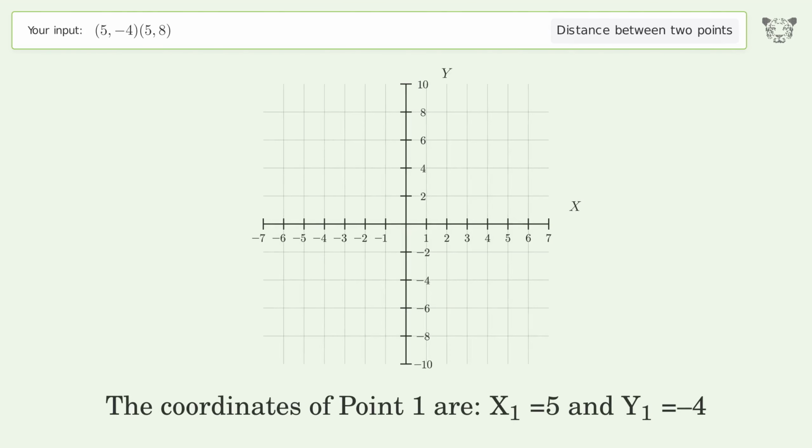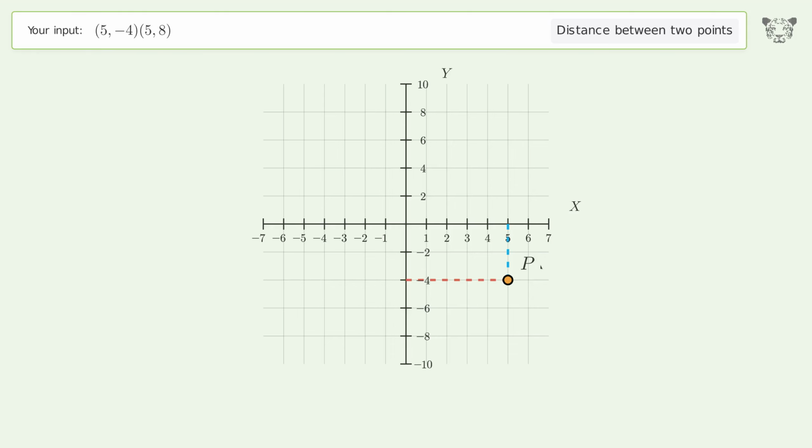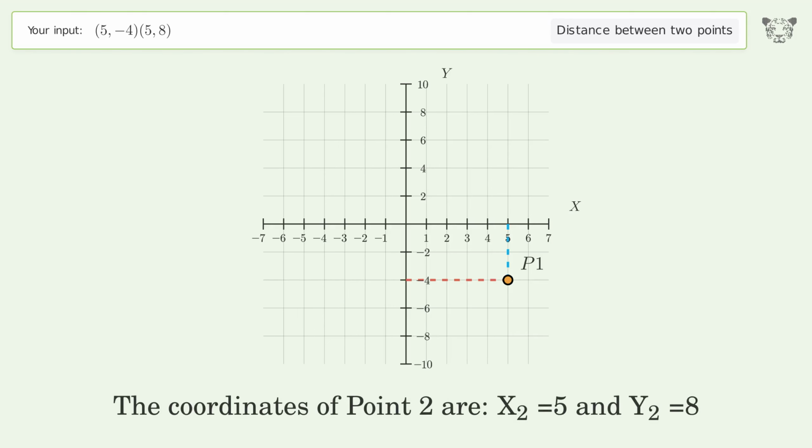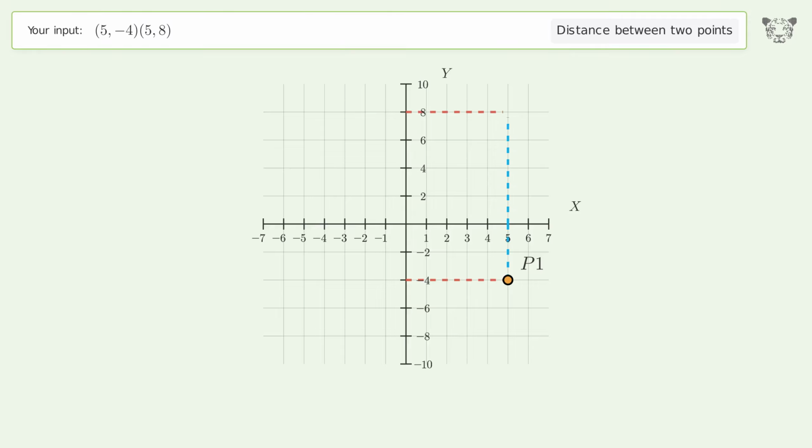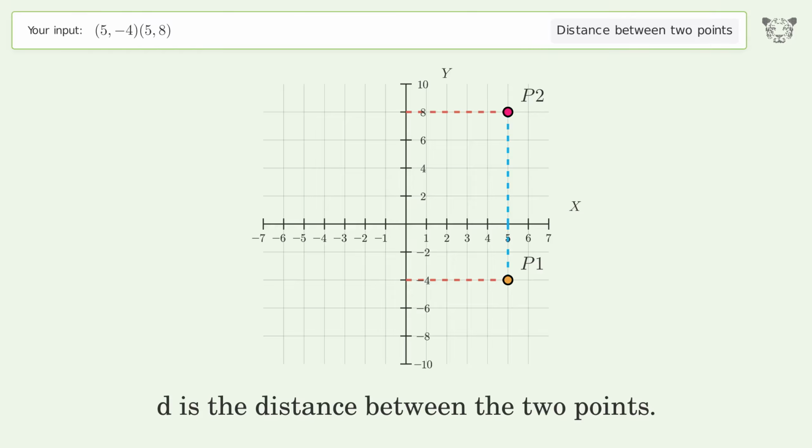The coordinates of point 1 are x1 equals 5 and y1 equals -4. The coordinates of point 2 are x2 equals 5 and y2 equals 8. D is the distance between the 2 points.